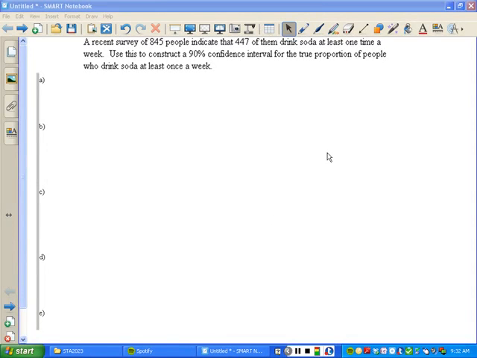Now, this is a confidence interval problem. It's going to be found on test 3, questions 4 and 5. So make sure you can do it. So there's 2 different questions on it related to this? Yeah.